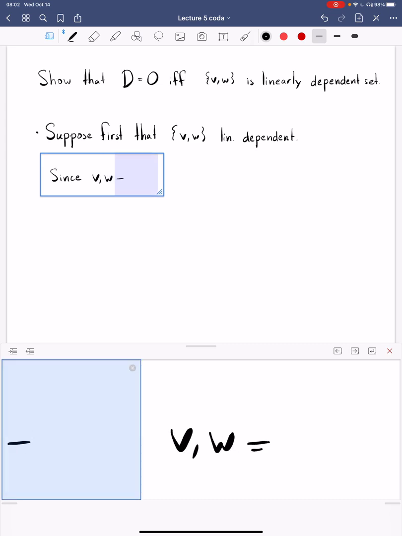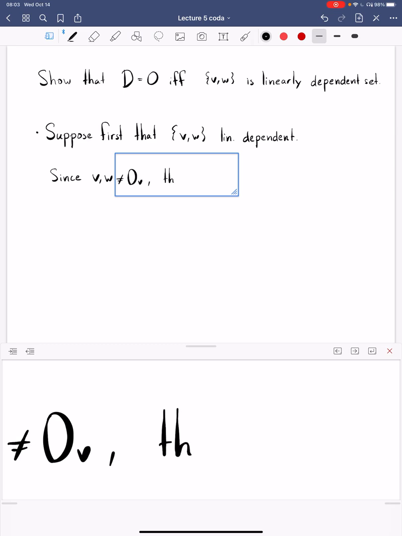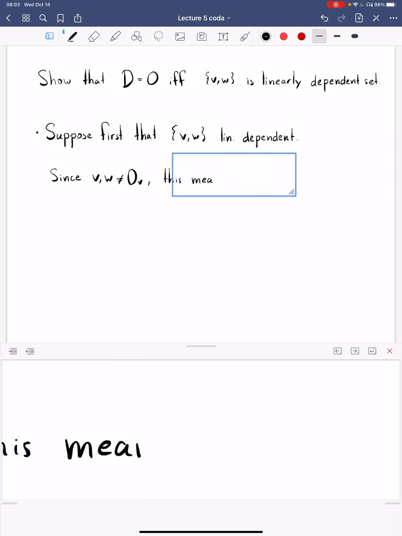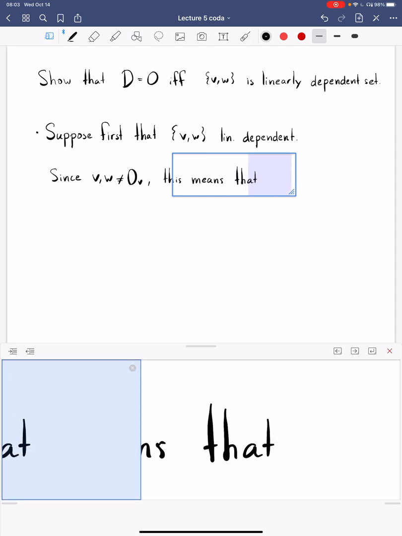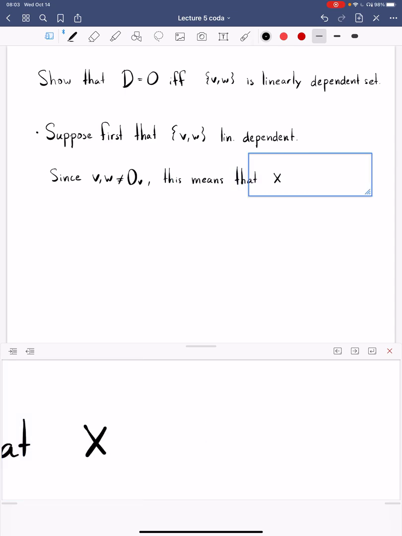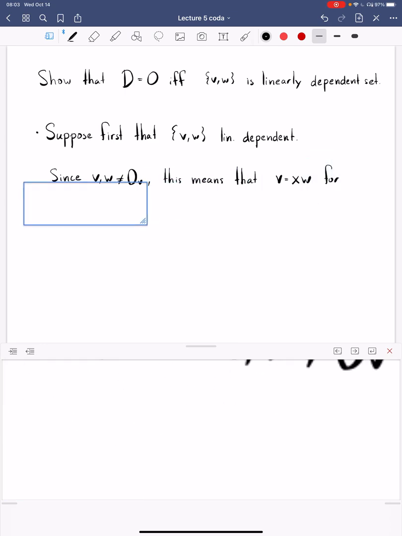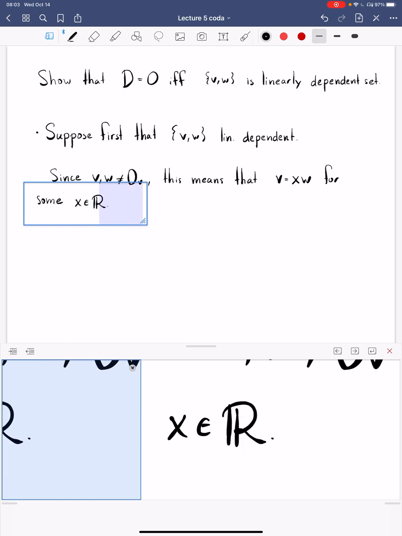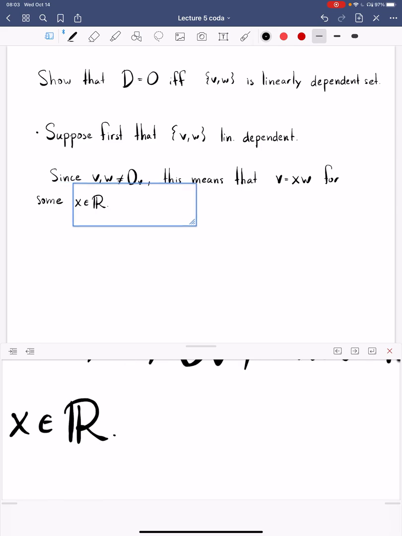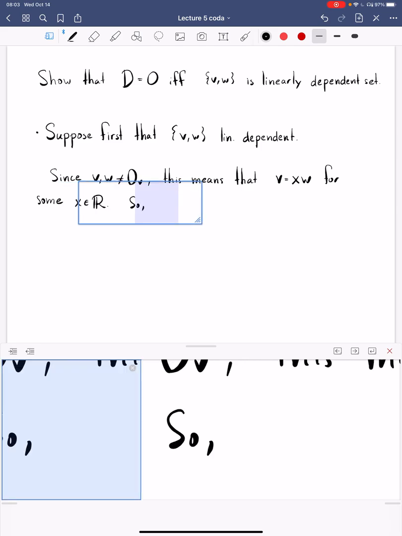Since V and W are non-zero vectors, this means that V is equal to X times W for some X not equal to 0 actually, but that doesn't really matter, for some real number X. Okay, so V is a scalar multiple of W, or conversely, W is a scalar multiple of V because this X is not 0.